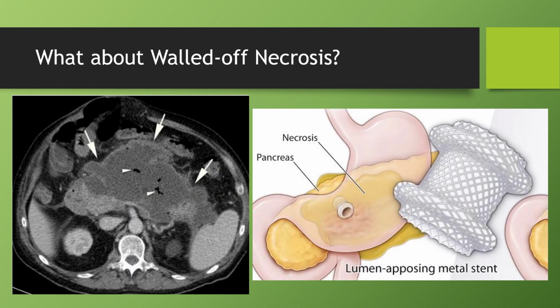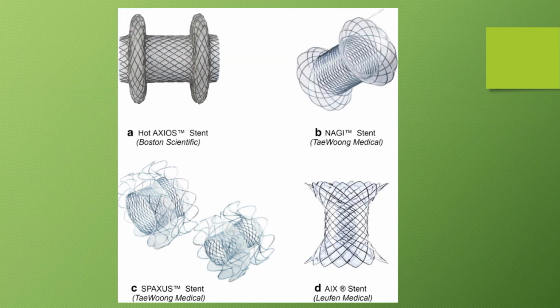Unfortunately, when we have walled-off necrosis, the contents of the fluid is too thick. It's going to have big cellular components and debris in it, and the thin little plastic stents are not going to be good enough. They're going to get clogged, and so they have to put something larger in, such as this metallic stent here. Here are a few types of those metallic stents that they use.